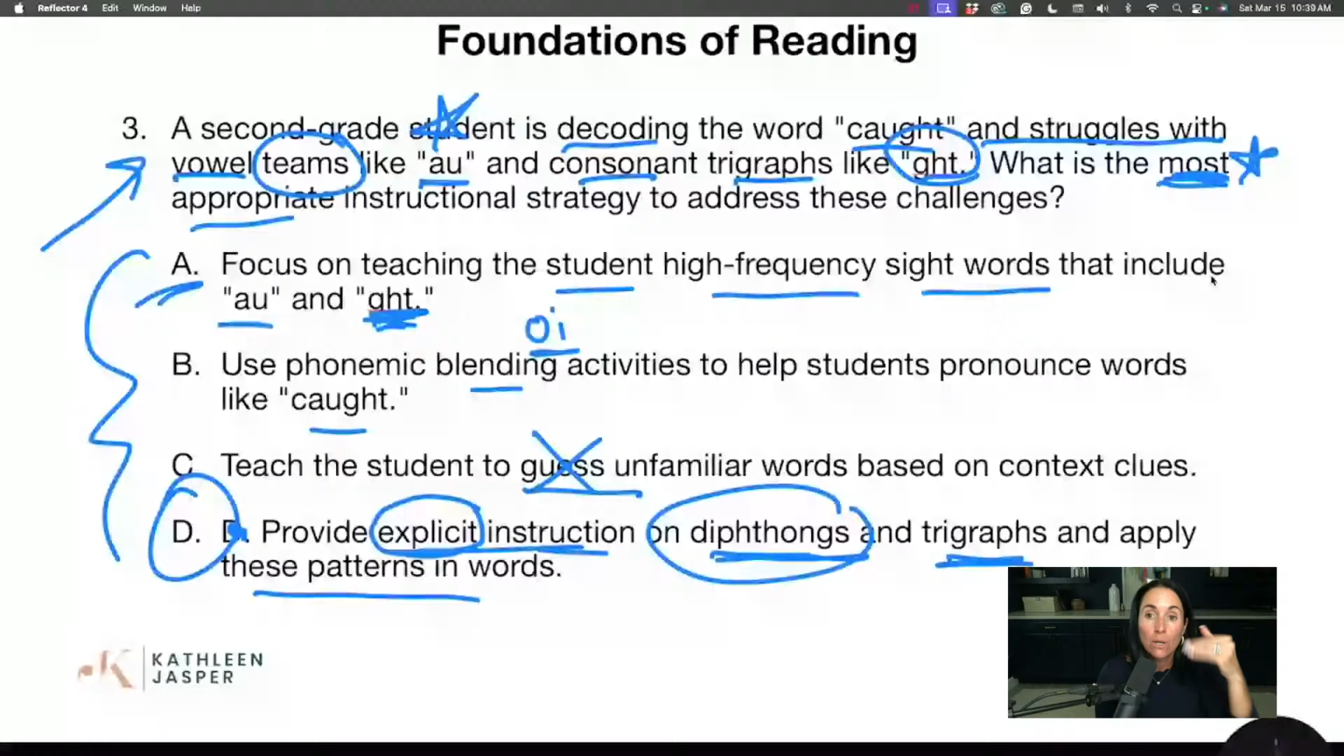Okay. So we need both. D covers both. But this is why you really have to understand these concepts, because I get this question a lot. Well, I liked A, B, and C. Well, C's out because of guess, but let's just say I like A and B too. Yeah, they're good, but explicit instruction is the most. So keep on the lookout for that. All right, let's go to the next one.